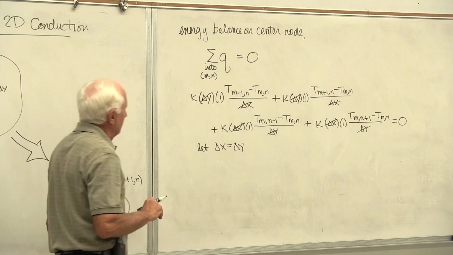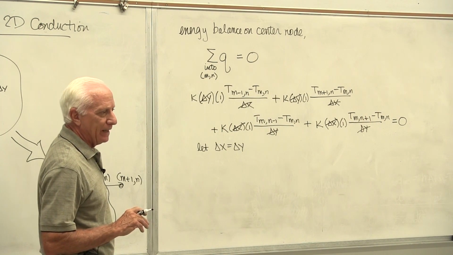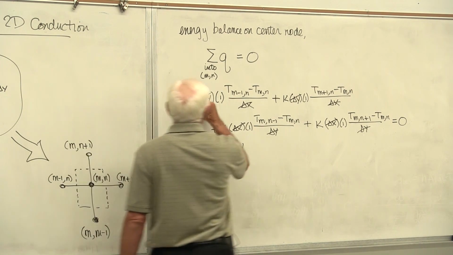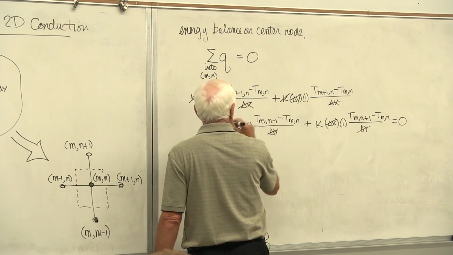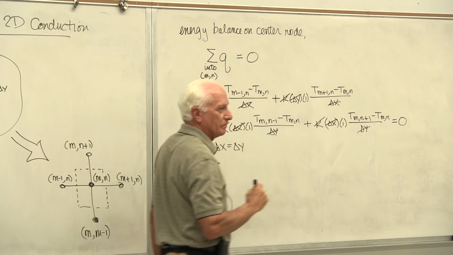Now I say, you know what? Every term has K in it. I'm going to divide through by K. Divide through the whole equation by K. Gone, gone, gone, gone. Okay, they all disappear. No K's.